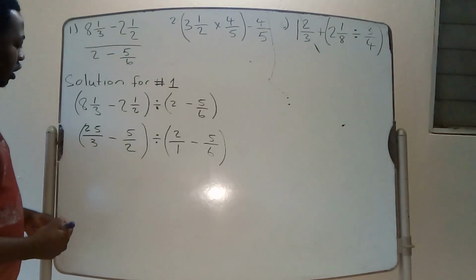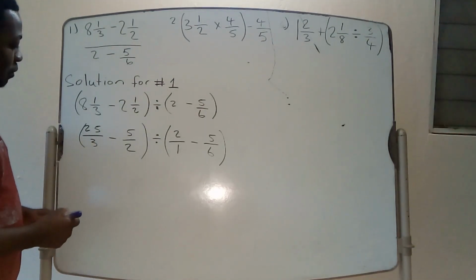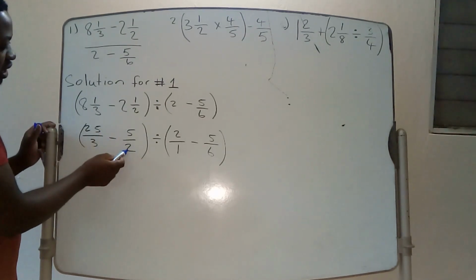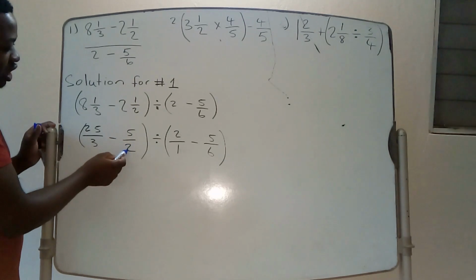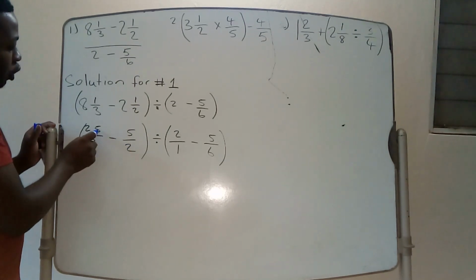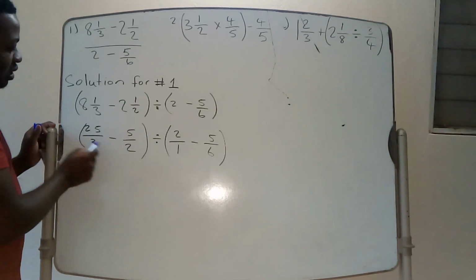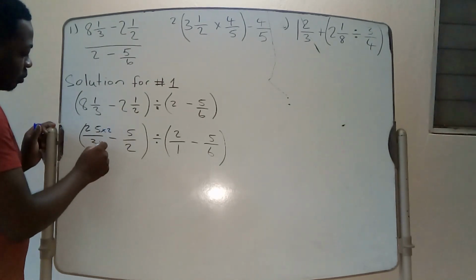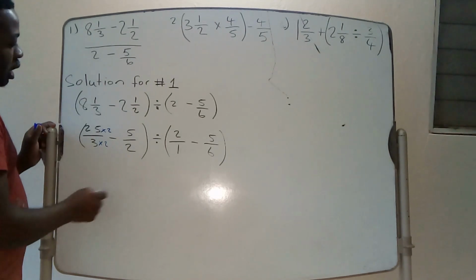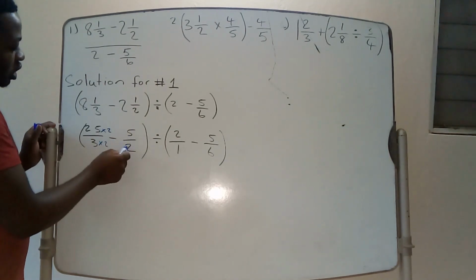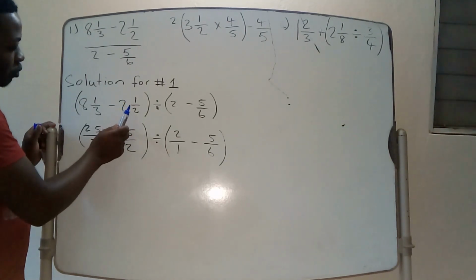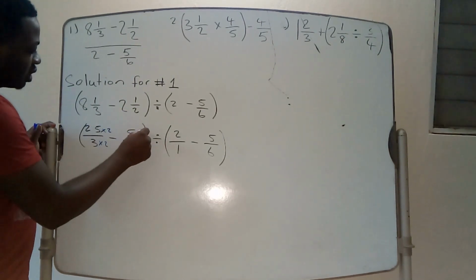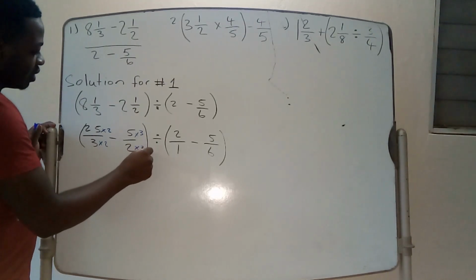But what I'm going to do here, instead of finding the LCM, I am going to multiply the first fraction here by the second fraction's denominator. I'm going to multiply both numerator and denominator by 2. So I'm going to multiply the numerator by 2, and I'm going to multiply the denominator by 2. And I'm going to do the same thing to this fraction. I'm going to multiply this fraction, both numerator and denominator, by 3. So I'm going to multiply this by 3 and multiply this by 3.